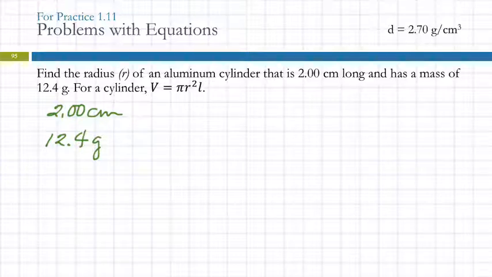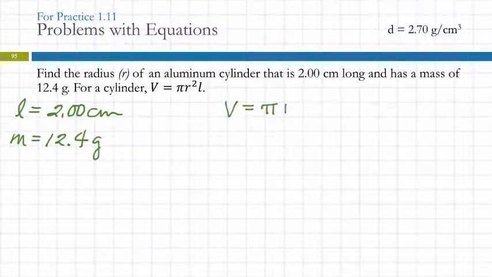Well, what are these numbers? It's asking us to find the radius. It's giving us an equation, so that's kind of a clue that maybe we're not going to be just converting units here. It says it's 2.00 centimeters long. That's probably the L in this equation, right? The length. And 12.4 grams, what's that? What's the mass? There's no mass in the equation. I'm trying to find R. I'm going to have to rearrange the equation. Not sure what to do with those numbers, so I'm just going to go ahead and rearrange the equation.